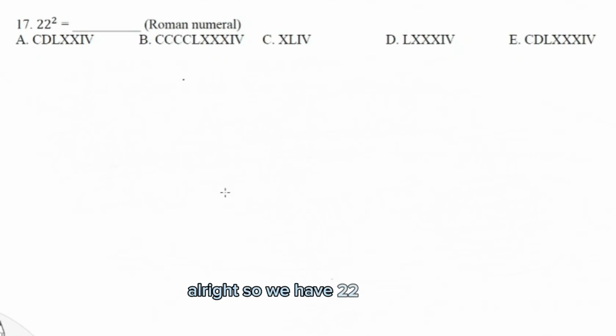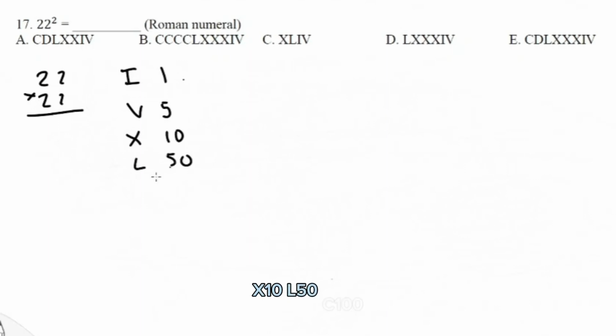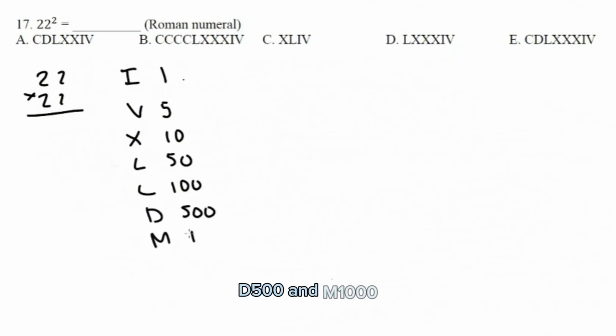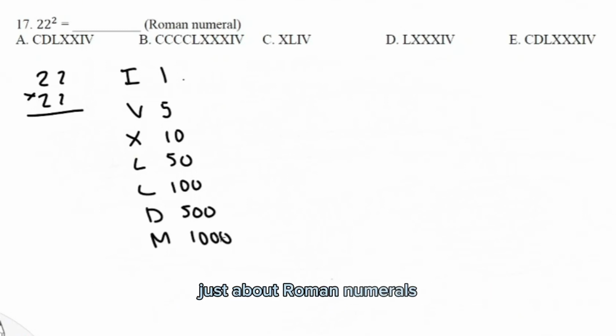Next, 22 squared equals what in Roman numerals? Alright, so we have 22 squared. So 22 squared is nothing but 22 times 22. This problem is asking us to get 22 squared and turn it into Roman numerals. For that, we first need to know what our Roman numerals are. So you have I, which is 1, V, 5, X, 10, L, 50, C, 100, D, 500, and M, 1000. There are some more different things to Roman numerals, which I go in depth on in a full video just about Roman numerals, which will be linked in the pin card at the top, but let's continue with this problem.